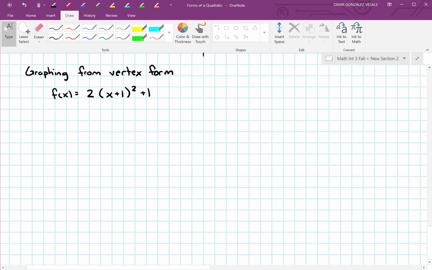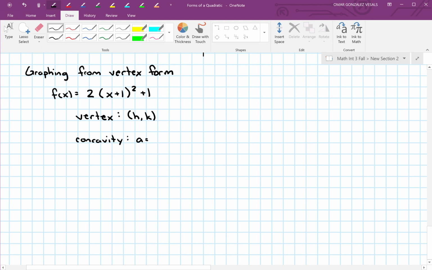Just please follow along. First thing I'm going to do is, since this is vertex form, I can extract the following information. I can find the vertex, and I can find concavity. My vertex is going to be whatever h and k are, and concavity is going to be whatever a is. So I'll just put it as a equal to whatever. Okay.